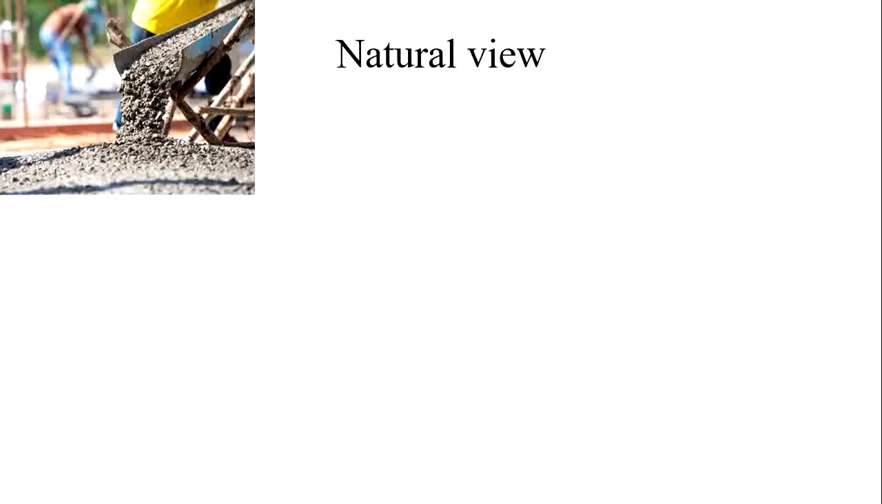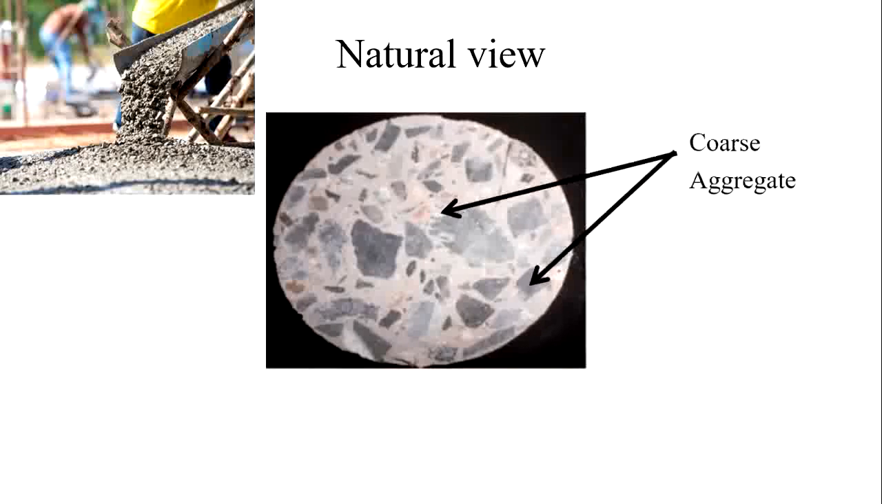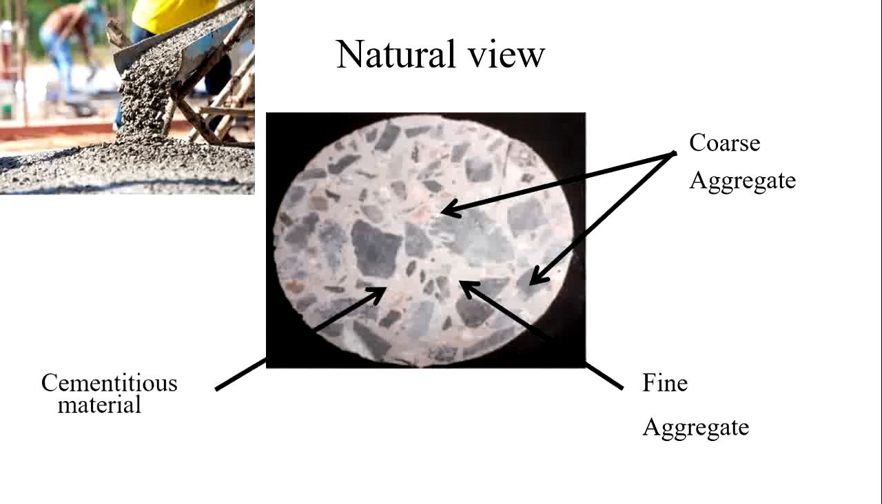In natural view, the concrete is like this after it is hardened, where the larger particles are known as the coarse aggregate, and this is the fine aggregate, and the ash colored segments are the cement or the cementitious material. So what is aggregate particle density? We'll be able to know it in a short time.